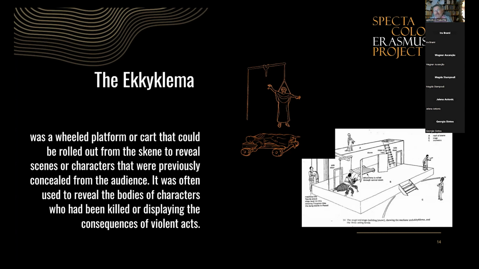For example, Clytemnestra, when she killed her husband, all the scene was inside, the chorus was outside, and the chorus heard the voices of Agamemnon and Cassandra. But after that, Clytemnestra put their corpses on the kyklima and brought them to the stage for the audience to see them. This is the kyklima.